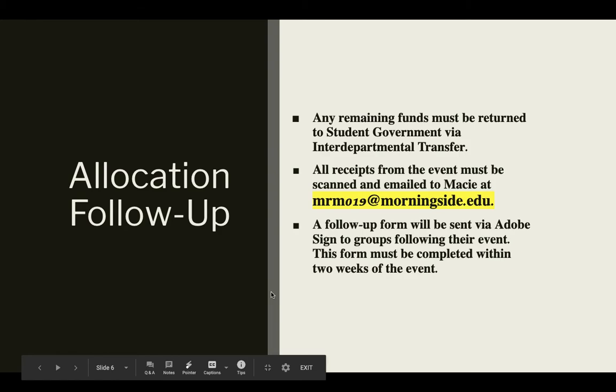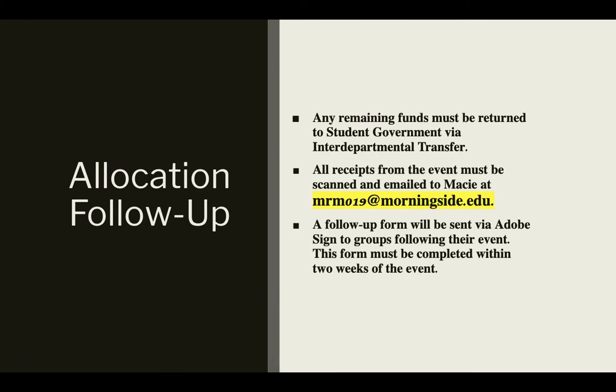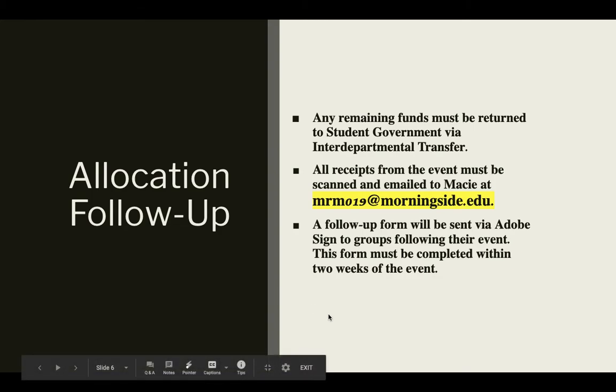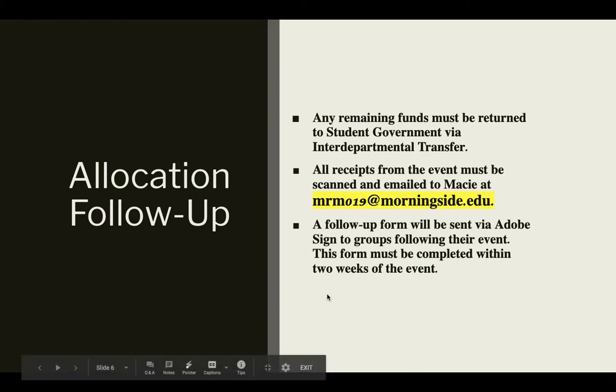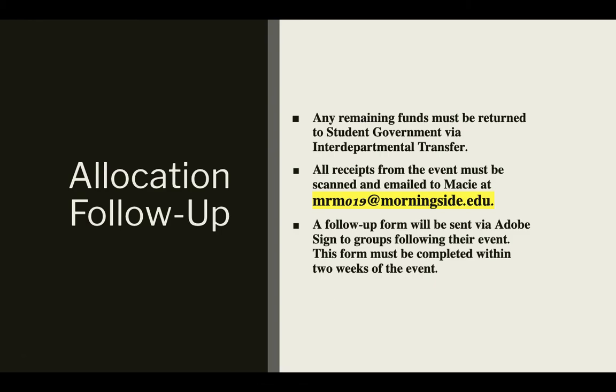So once you've completed your event and you've used your allocation funds, any leftover funds are just going to be transferred back, using the same form as last time, just the other way, back towards the student government account. All receipts that you used from the event can be scanned or taken a picture of or something like that and then emailed back to me just so we can keep track of those expenses. We do undergo an audit each year, so it's important that we have that information on file.